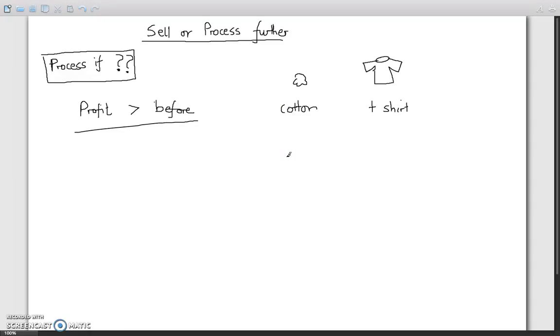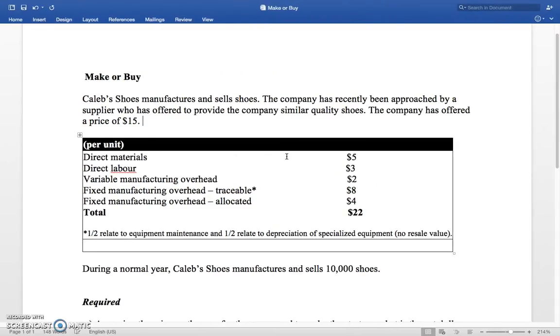All right, guys. So now we're going to move on to a real question, which is a make or buy question. So it's Caleb Shoes manufactures and sells shoes, blah blah blah. The information is given to you. And this other company has come up and said, hey, we offer $15 to produce your shoes for you. And then you want to compare that price of $15 to your own price. So you have direct materials of $5, direct labor of $3, variable manufacturing overhead of $2, fixed manufacturing overhead, which is traceable, of $8, and fixed manufacturing overhead allocated of $4. The total comes out to $22.